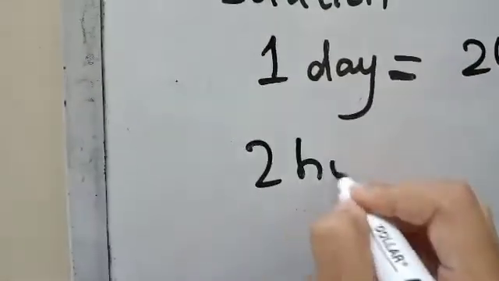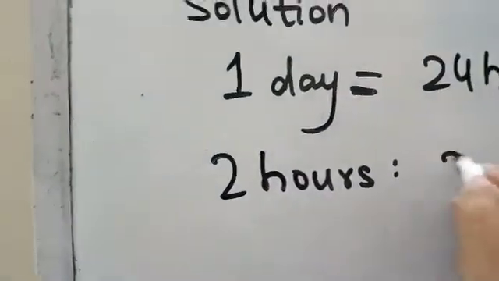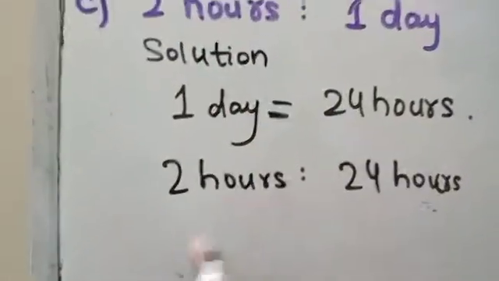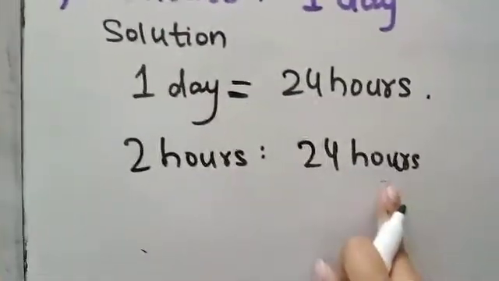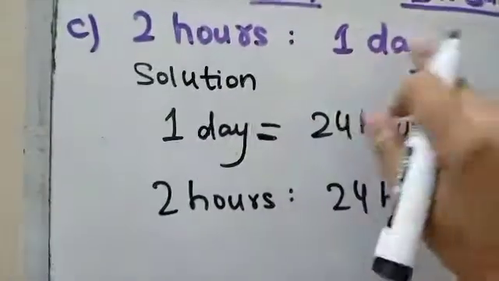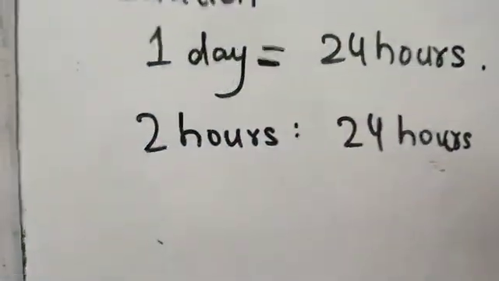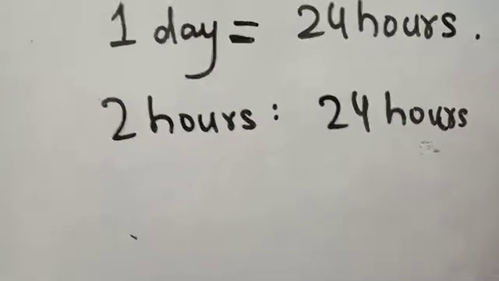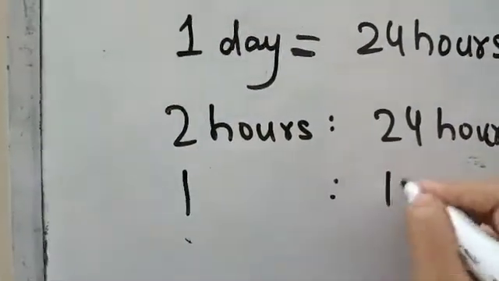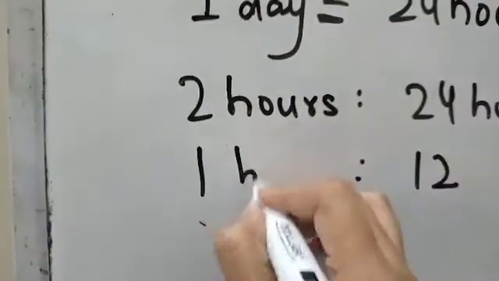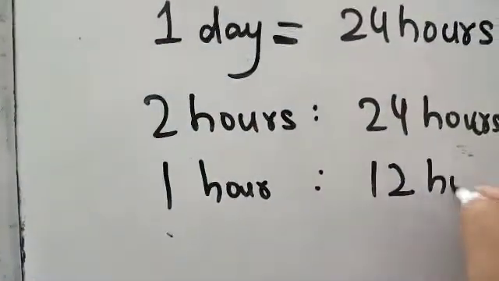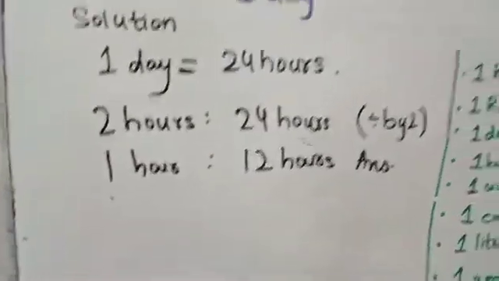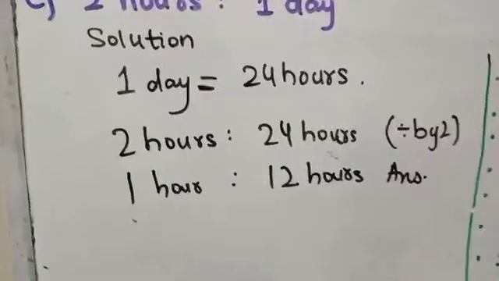So 2 hours is to 24 hours. Both the units are similar, hours and hours. I changed this day into hours. Now I can simplify it from which table? I can simplify it with the 2 times table. Divide by 2. 2 ones is 2, 2 12s are 24. I cannot simplify it further, so I will write it over here. And this is my answer. Very simple, very easy. Okay, let's see D part.